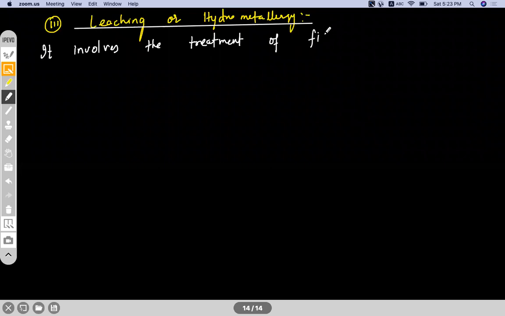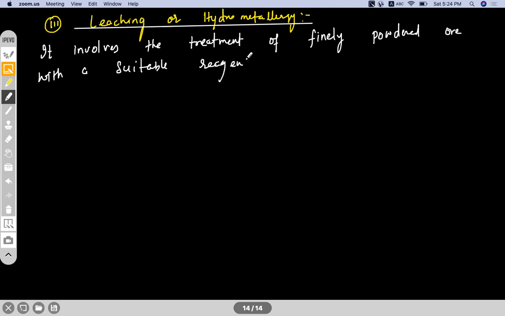finely powdered ore with a suitable reagent, like acid, base, any reagent we can use. We can use acid, base, any other chemical reagent we can use for this purpose.